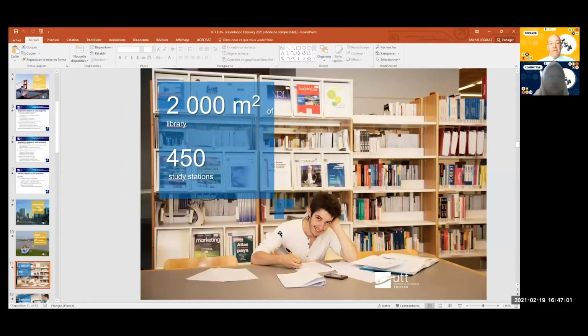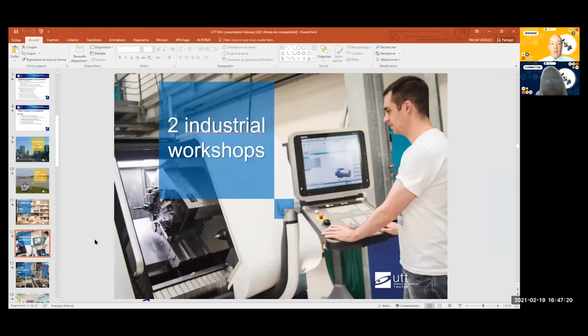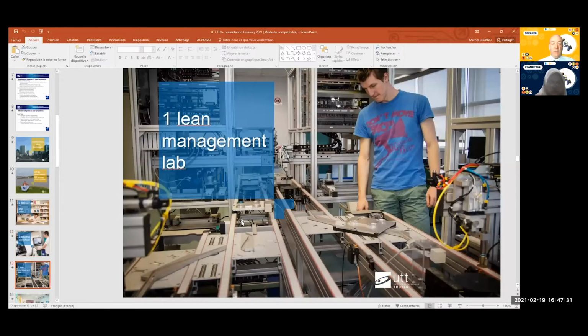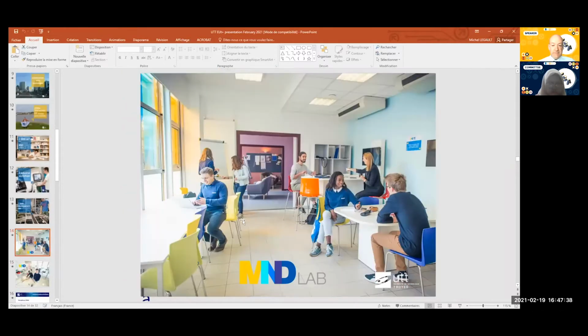For the students, we have different equipment for them to study, like the library. We have some study stations in the library and outside the library for the students to get together and work. We have some industrial workshops to do the work that is related to some of the classes, and one lean management lab, again, to put into practice some of what they learn. There's also some space that is called the Mind Lab where the students can get together and discuss their projects or projects that have a link to classes or personal projects that they would like to.